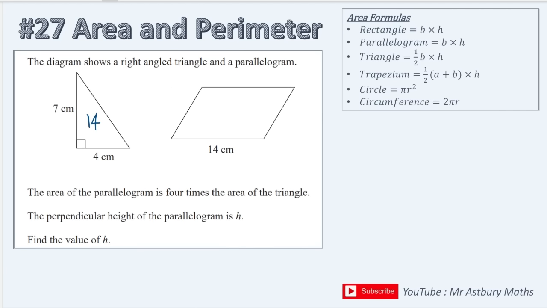And the area of the parallelogram is base, which is 14, times height. So because the area of the parallelogram is 4 times bigger than the area of the triangle, I'm going to have to take the area of the triangle and times it by 4 in order to make it equal the area of the parallelogram. So this is going to give me 56 is equal to 14 times h. Dividing through, I'm going to get h is equal to 4. So the height is equal to 4.